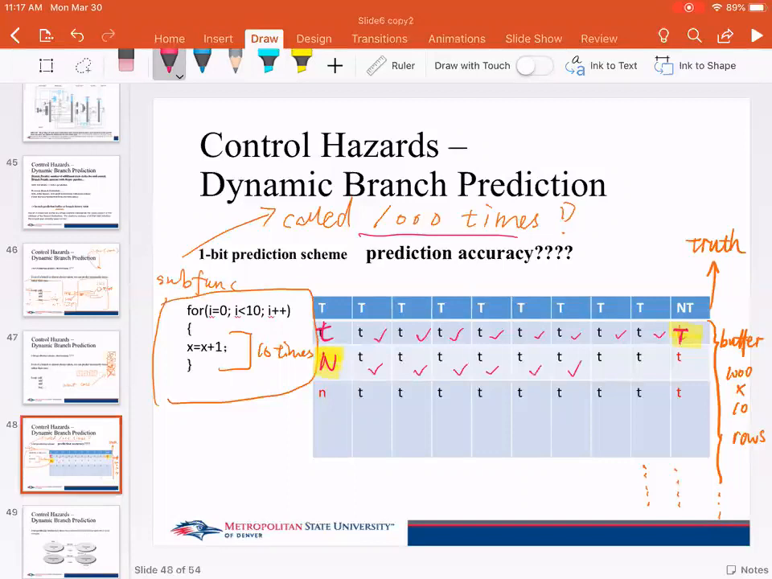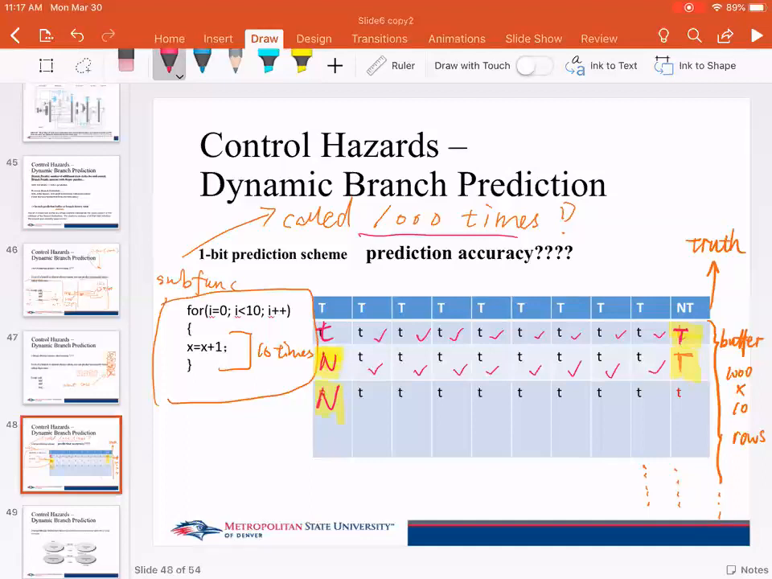And luckily you get a correct prediction, and you will be correct until the last row. So you were doing a T because previously the prediction was T. However, this will be wrong again. As we know, this is the last row of the for loop, the last time of the for loop. So you'll be wrong again, and then you update your prediction to be N.